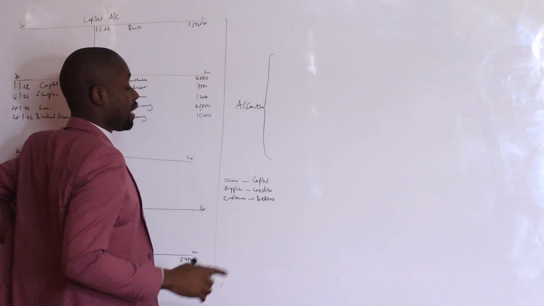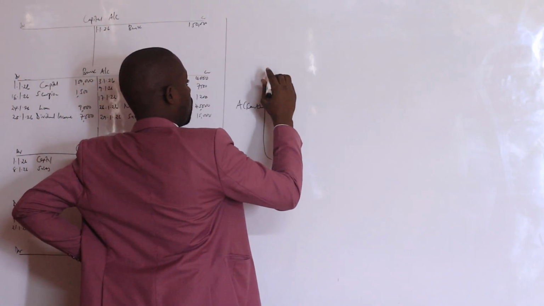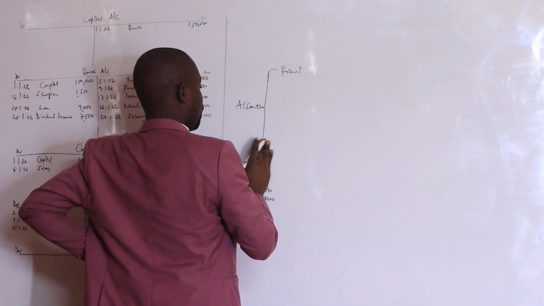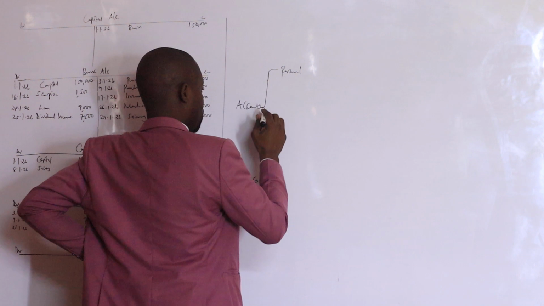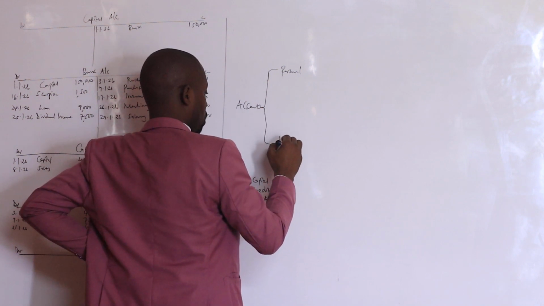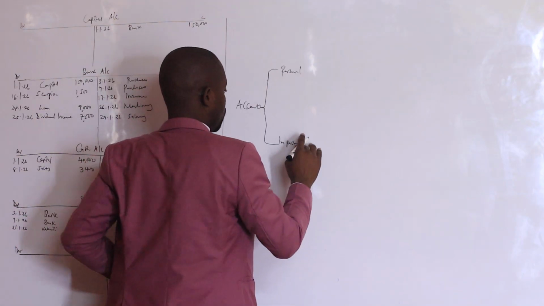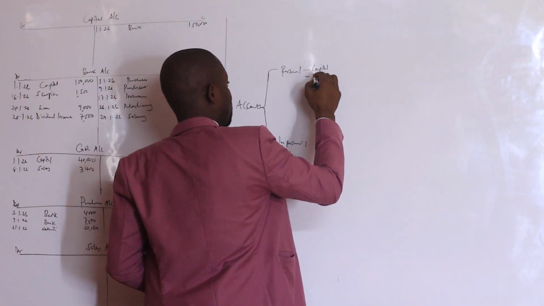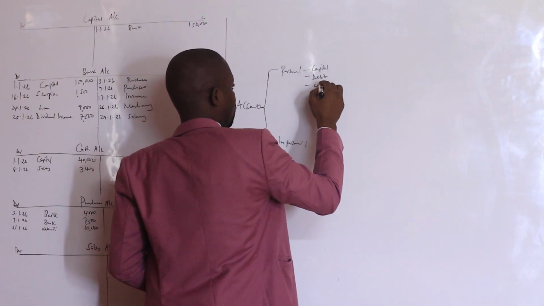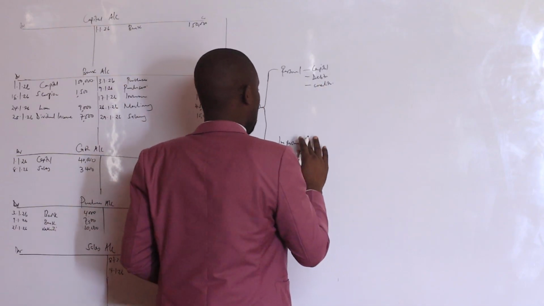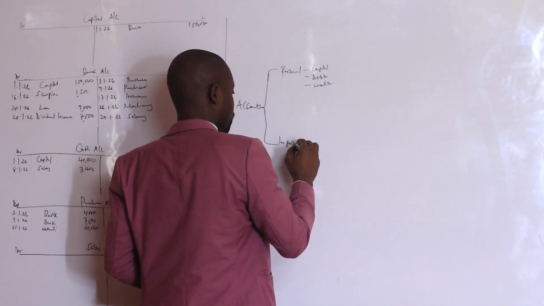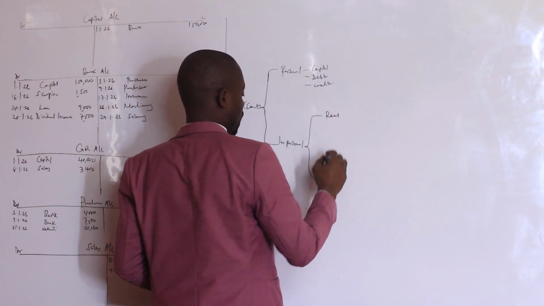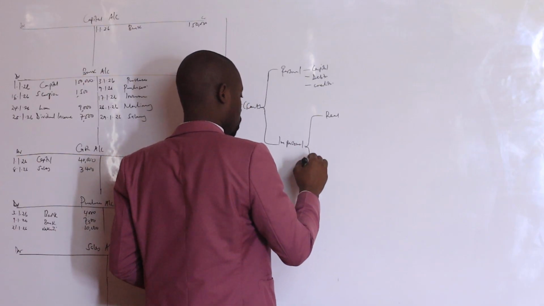Now, we can classify accounts as being personal or impersonal. We've got personal accounts and impersonal accounts. So personal accounts are accounts of these persons I've mentioned. So the accounts of the owner, which is capital. You've got a debtor, which is a person. You've got a creditor, which is a person. Now, impersonal accounts are further classified into real and nominal. Real accounts and nominal accounts.